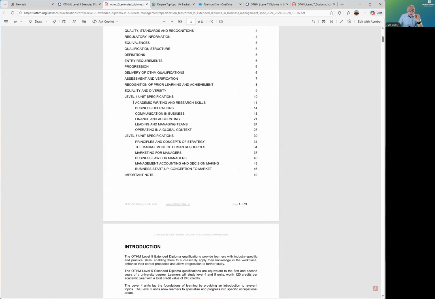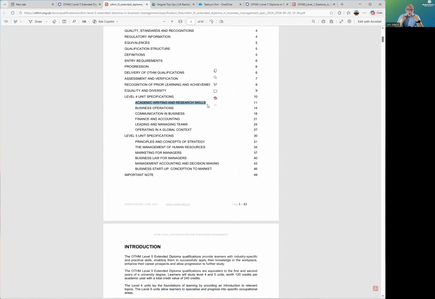On unit 4, there is academic writing and research skills, which is really for, I think, most of the extended diplomas, like I say, whether that's in business management, whether that's in IT, whether it's hospitality and tourism, whether it's in health and social care, they will start with a unit called academic writing and research skills. Now, academic writing and research skills is very, very similar to a paper that you would have if you were going to university for the full 3 years.